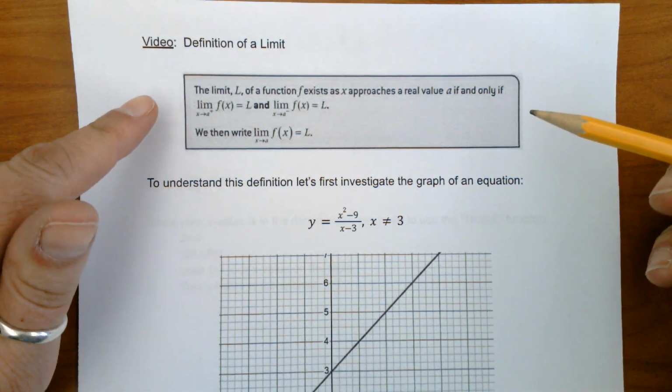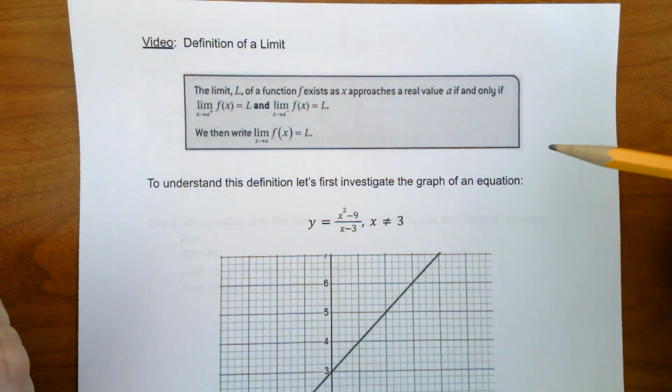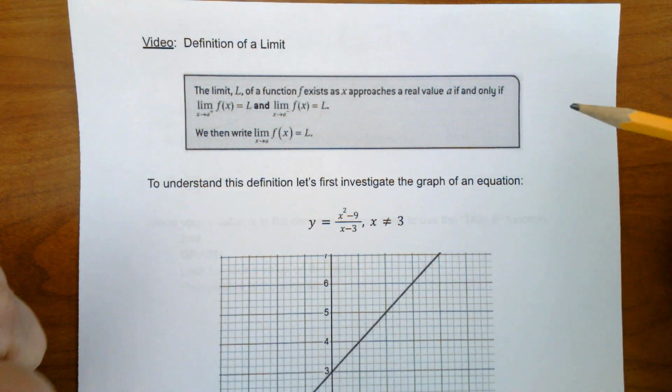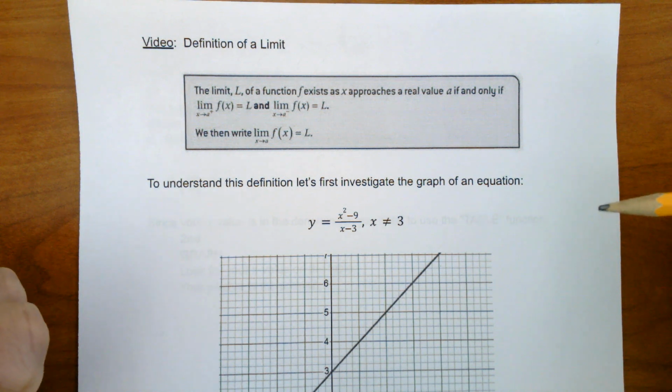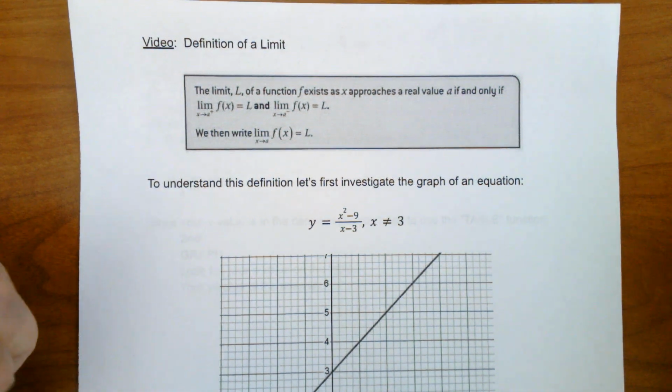Let's look at the formal definition. The limit L of a function f exists as x approaches a real value a if and only if the limit as x goes to positive a value f of x equals L and as the limit goes to the negative a value f of x equals L. We then write limit as x goes to a of f of x equals L. Wonderful. Let's actually dive in to see what this all means.